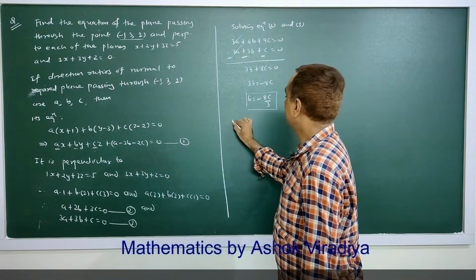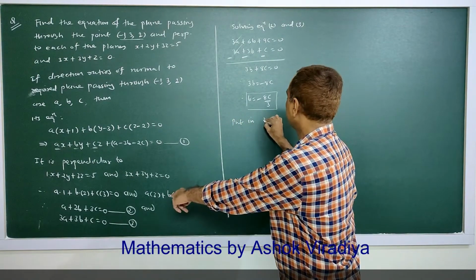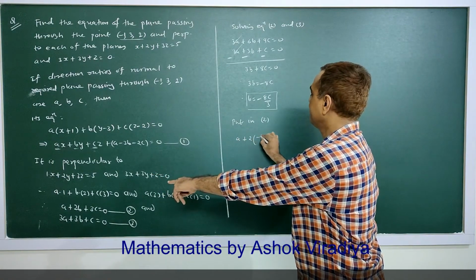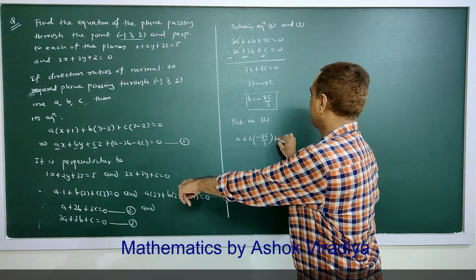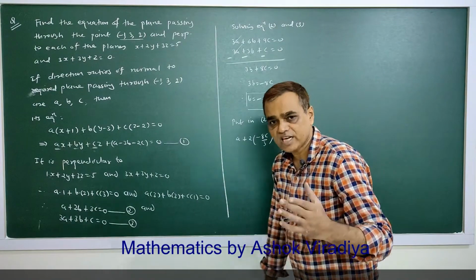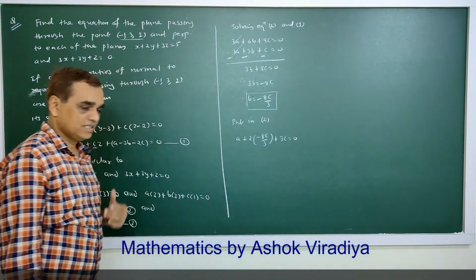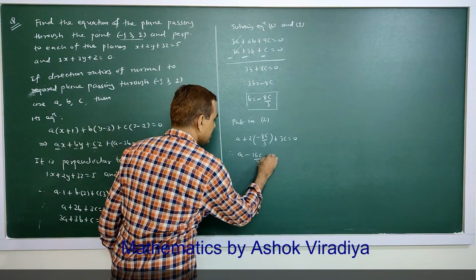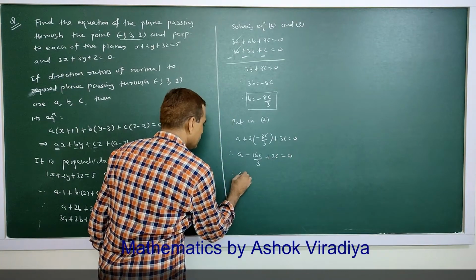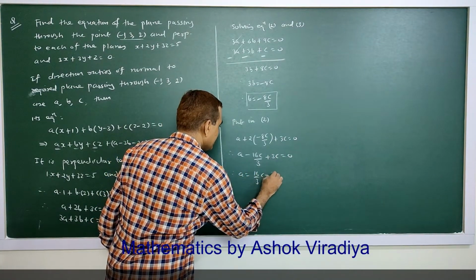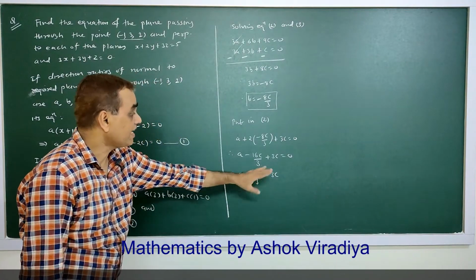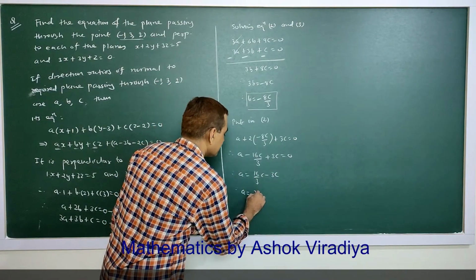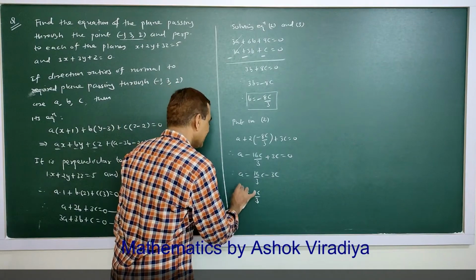I have obtained the value of b in terms of c. Now this value I am putting in equation number 2. So a plus 2 into b plus 3c is 0, so we will have the value of a in terms of c. Therefore a minus 16c by 3 plus 3c is 0. So a is 16c by 3 minus 3c. So a is 16 minus 9, 7, so a is 7c by 3.